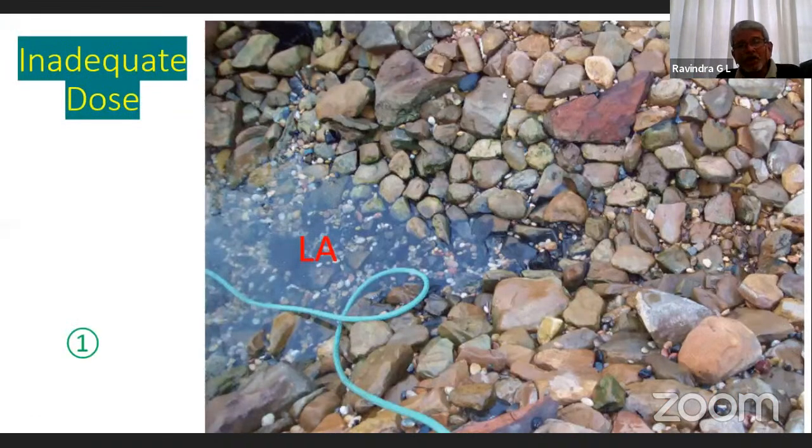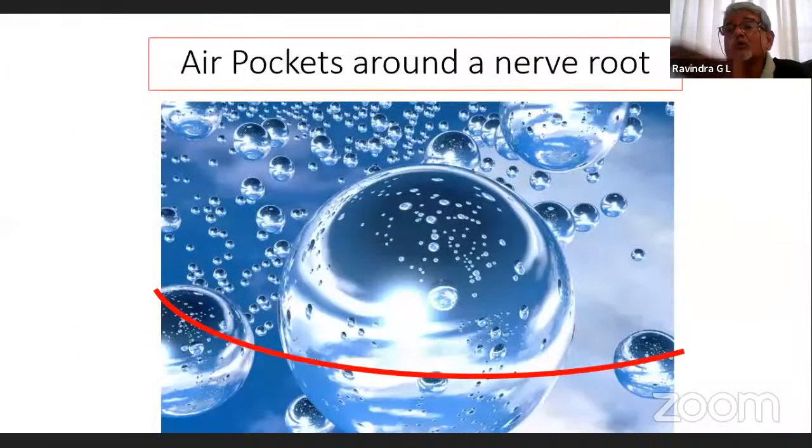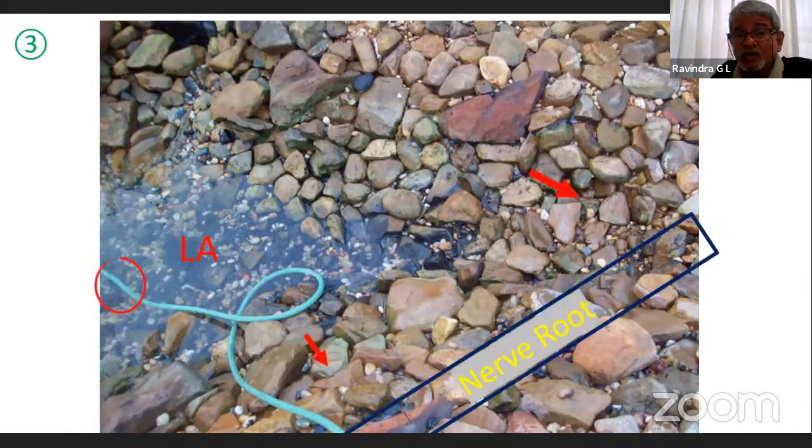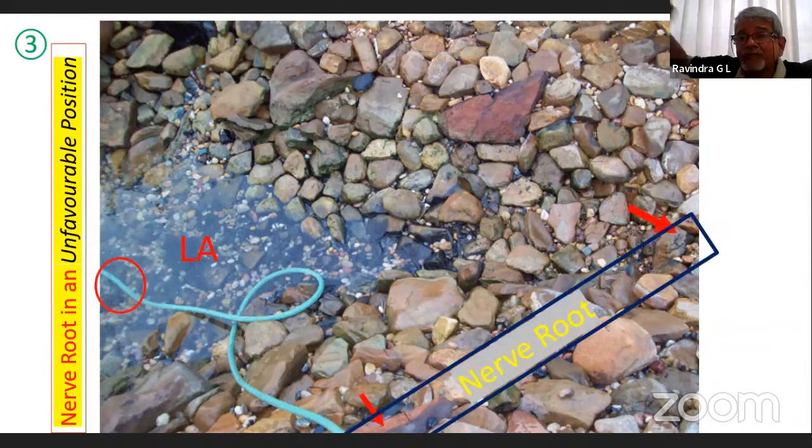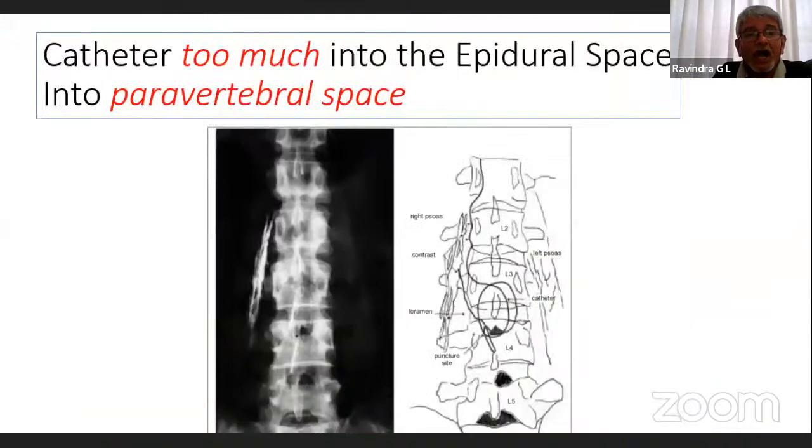The third thing is that the catheter tip is somewhere else and the nerve root is somewhere else. There could be an air pocket around the nerve root I have injected, and this air pocket might not have allowed one of the nerve roots to get blocked. Or the nerve root maybe is in an unfavorable situation. You are injecting the drug somewhere and the nerve root is lying somewhere else. Or if you have pushed the catheter too much inside, the catheter might have left the epidural space and be lying in the paravertebral space. So now what happens? Part of the nerves, a few nerves only, are blocked.